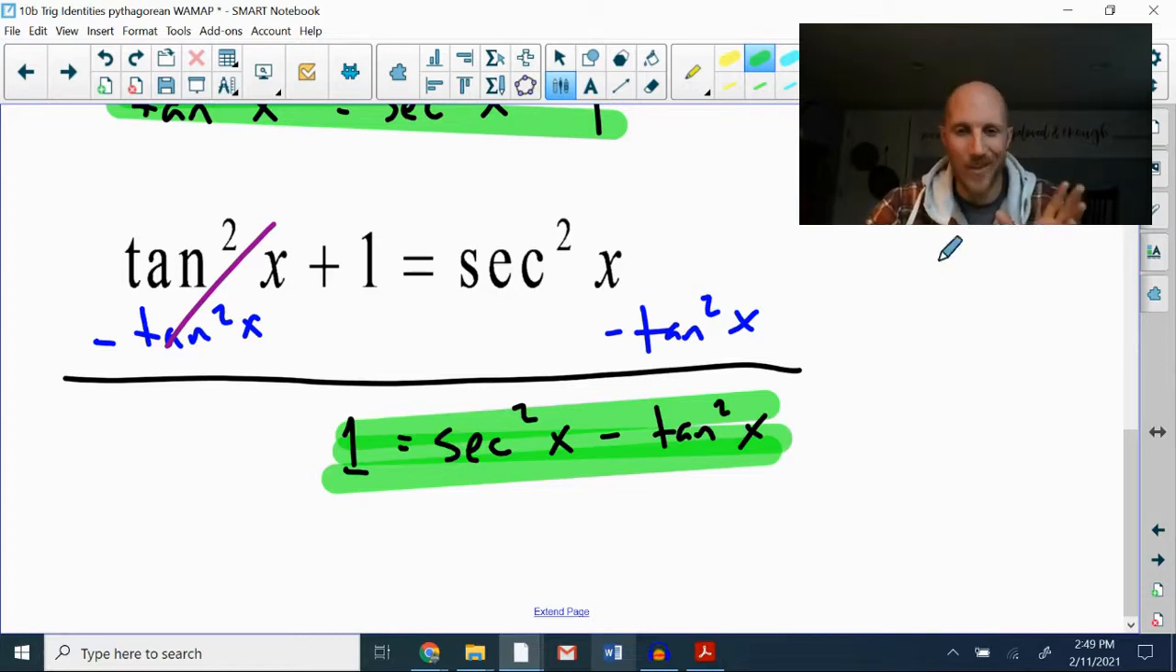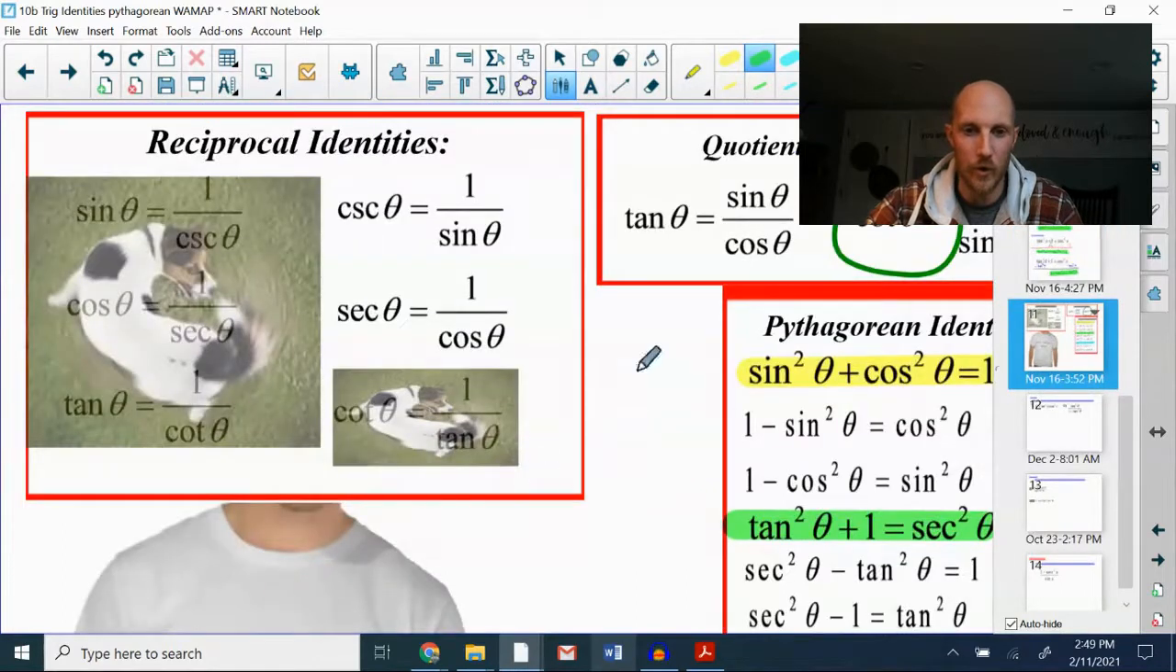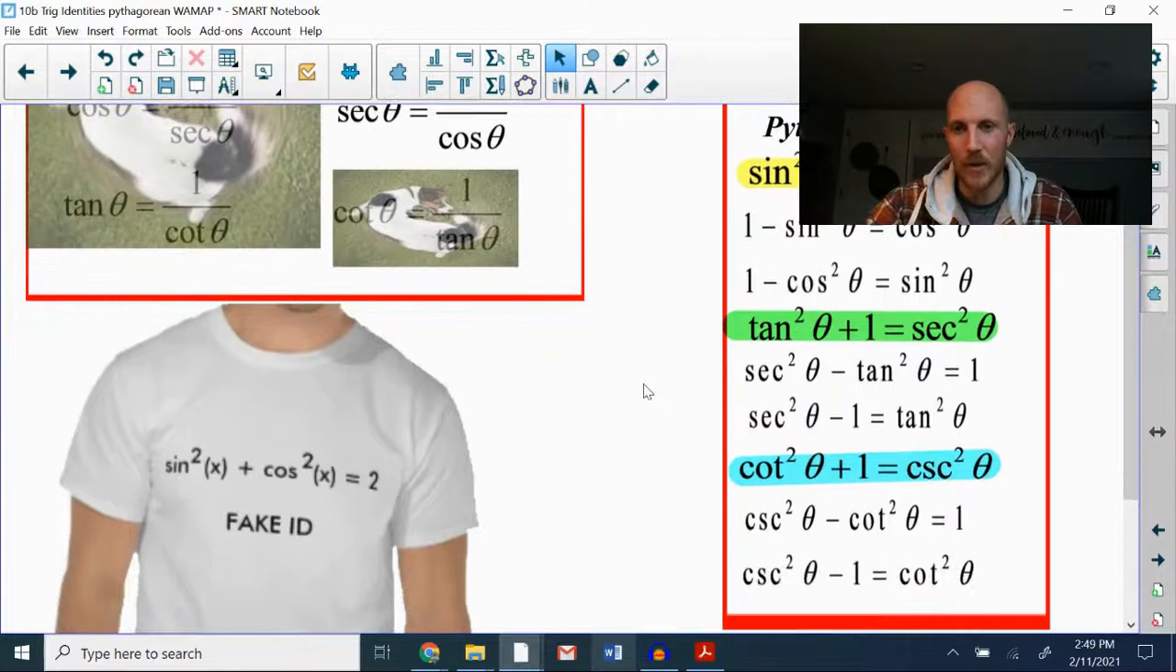Okay, so here's what I need you to do. You need to write all 9 of those into your notes. So I grouped mine together, but these 9 versions need to go together. So underneath the yellow highlighting, sine squared of theta plus cosine squared of theta equals 1. I used theta in my notes rather than x. I know we were working with x just for the last several minutes.